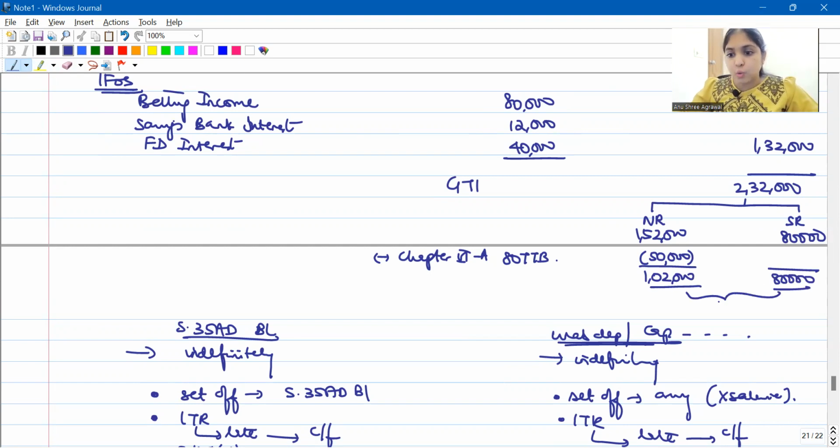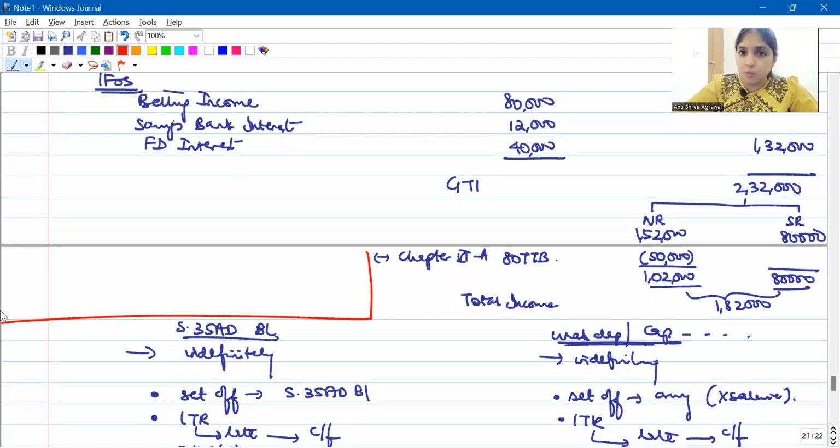So what is the total income of our assessee? 1,82,000. This becomes the total income. That is what they had asked, total income. We have found the total income, 1,82,000. Are we crystal clear? Yes. In addition to this, they also asked us what are the losses that we are going to carry forward.